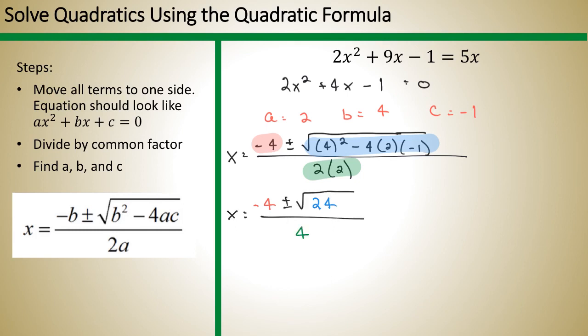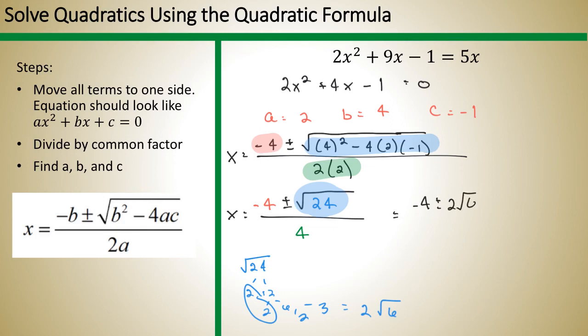Then we're going to take this root 24 and try to break it down. Root 24 breaks down as 2 and 12, 2 and 6, 2 and 3. So I have a pair of 2s, and the 2 and 3 stay on the inside. So I've got 2 root 6 on the inside. So this thing is now negative 4 plus or minus 2 root 6 over 4.